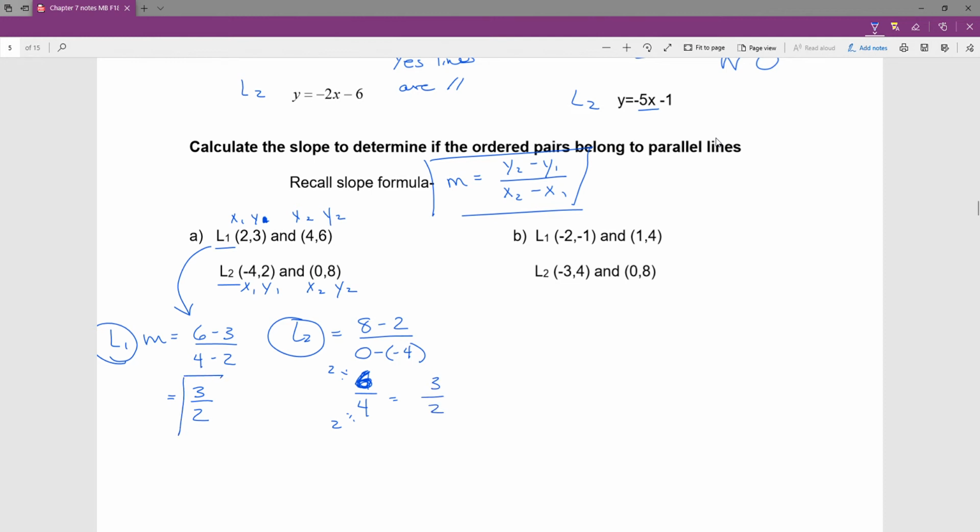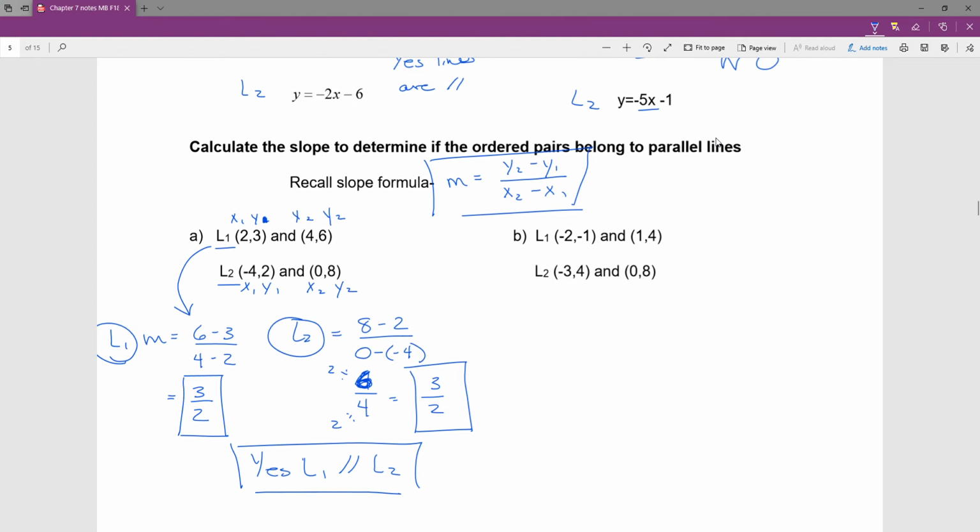So what I'm doing with these is comparing the slopes. Those 4 points, 2 on each line, gave me the information to say that yes, L1 is parallel to L2, or the lines are parallel, if you'd rather put it in words.